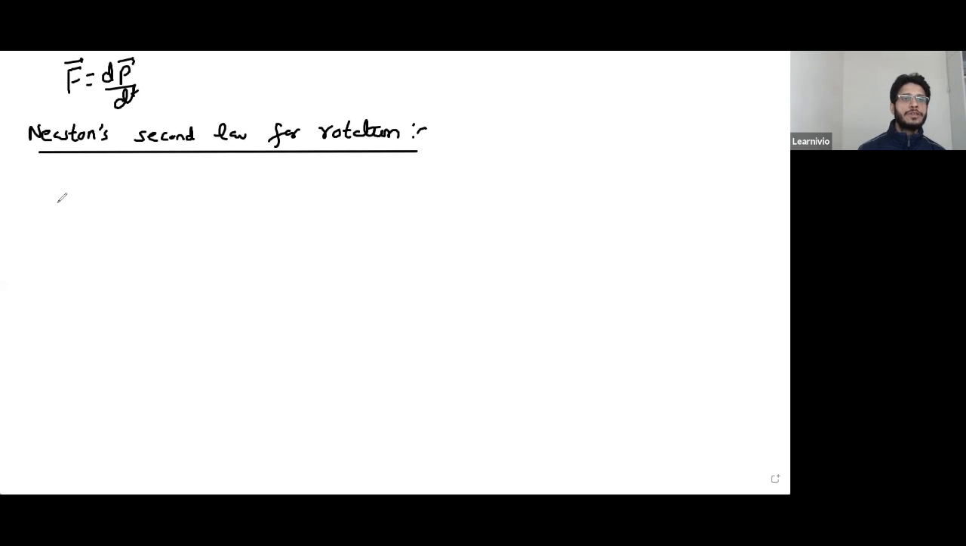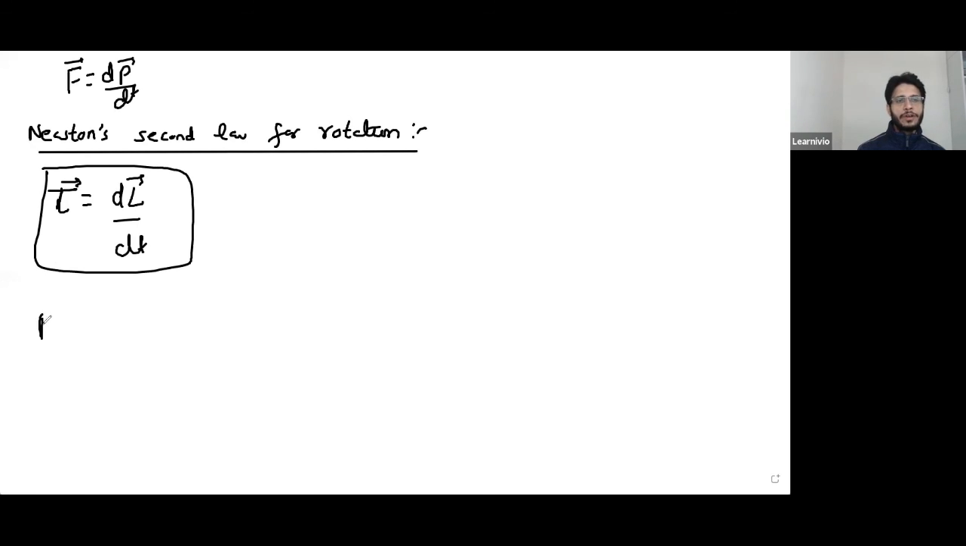Next, Newton's second law. For rotation, Newton's second law is: instead of force, we use torque, and instead of momentum, we use angular momentum. So your torque is dL over dt. If you want, you can prove it. It's a two-line proof. Say your L is R cross P. I can differentiate this equation with respect to time.